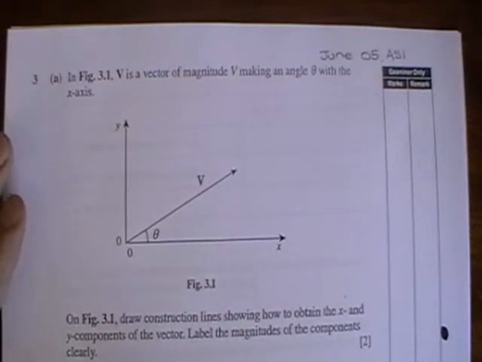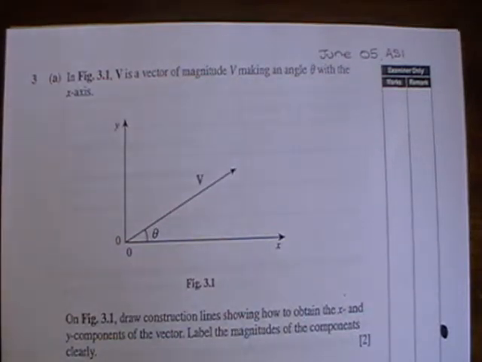This is June 5 AS1, question 3, another projectile question. Figure 3.1 is a vector of magnitude v, making an angle theta with the x-axis. On figure 3.1, draw construction lines showing how to obtain the x and y components of the vector. Label the magnitudes of the components clearly.